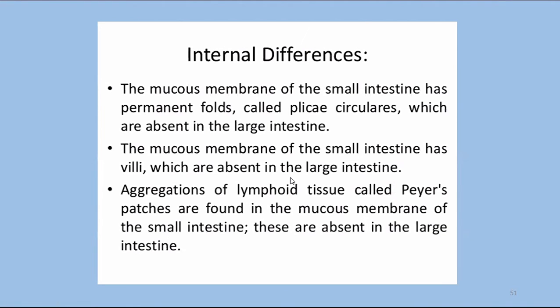Internally, the mucous membrane of the small intestine has permanent folds known as the plicae circulares, which are absent in the large intestine. The mucous membrane of the small intestine has villi, which are again absent in the large intestine. We also have the lymphoid tissues, or the Peyer's patches, as I mentioned earlier, abundantly found in the ileum, which are also absent in the large intestine.